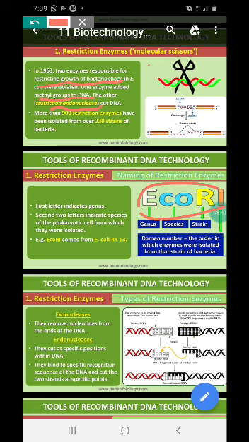and numbers are given accordingly. Roman numbers are also given, like RI. You know how to write Roman numbers, right? Like that it is given. So what is this Roman number? It is the order in which the enzymes were isolated from that strain of bacteria.